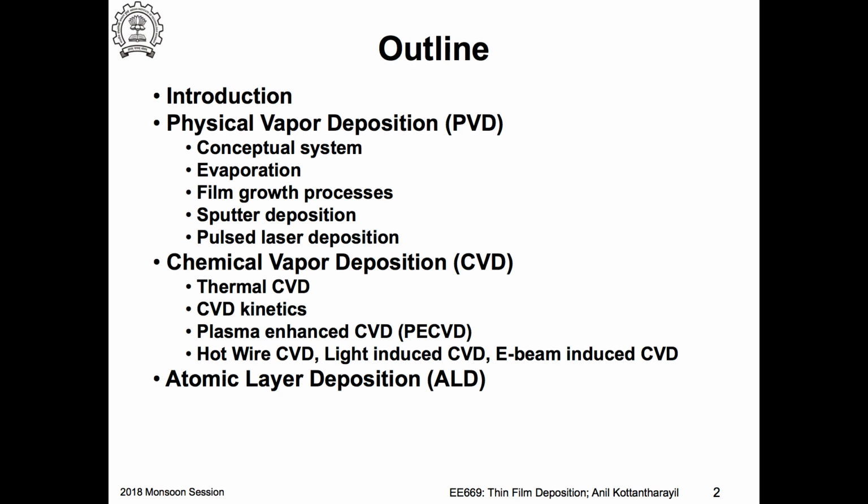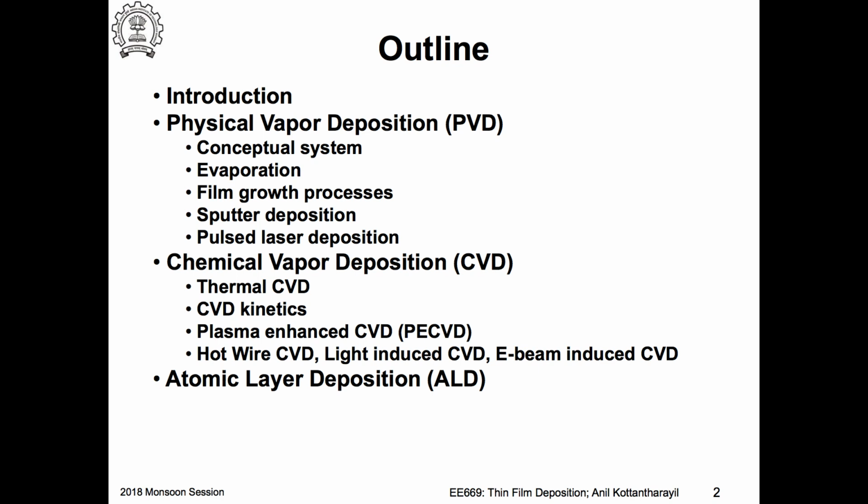So this is an outline. You can see the introduction, physical vapor deposition. If you look at the thin film deposition processes used in VLSI, you can classify them into two: physical vapor deposition and chemical vapor deposition. Okay, and in physical vapor deposition, we will cover these things. What is the conceptual system? Evaporation is a very important and commonly used technique. Film growth, how does it happen? Sputter deposition, pulse laser deposition.